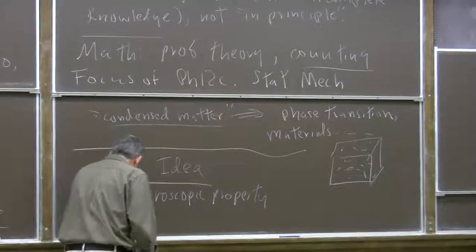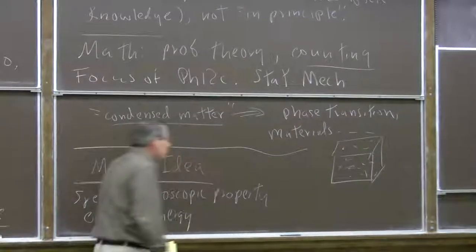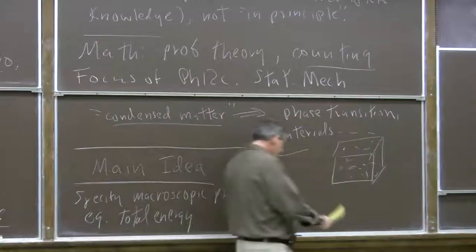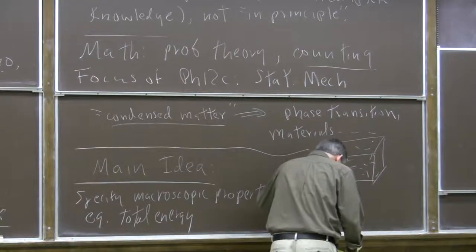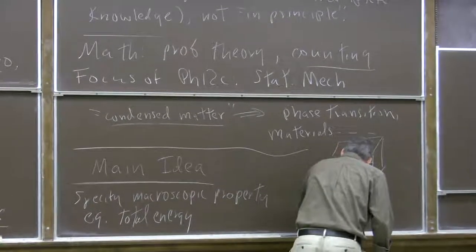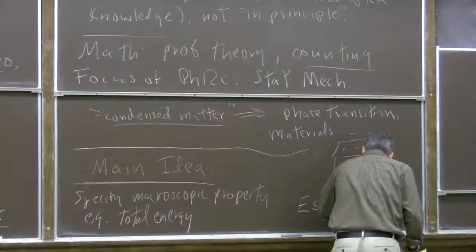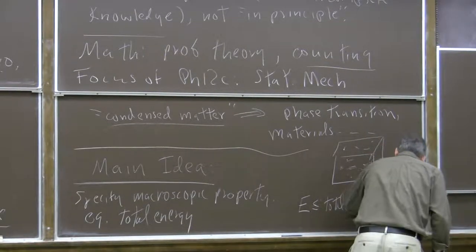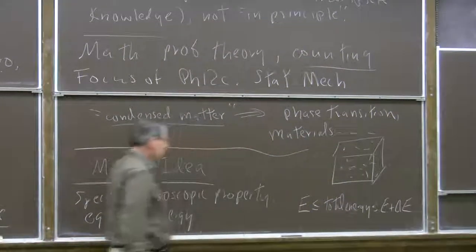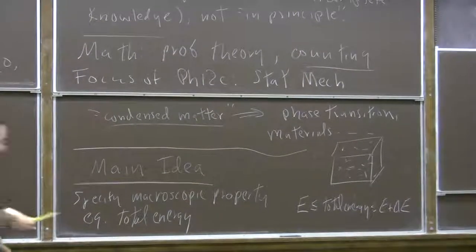Now specify a macroscopic property like the total energy. Well, we don't specify it exactly to an infinite number of digits of precision, but to some approximation. So we say E is a lower bound on the total energy, let's say, and E plus delta E is an upper bound. The energy is in between. It's in that range somewhere. Okay, that's what I mean by specifying a macroscopic quantity.